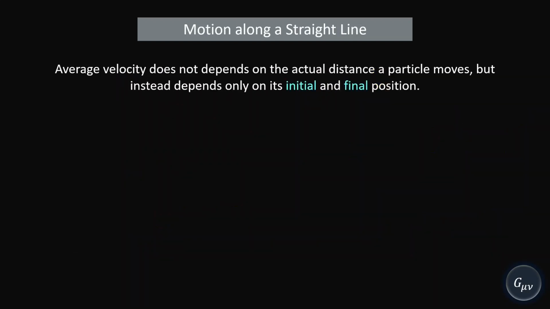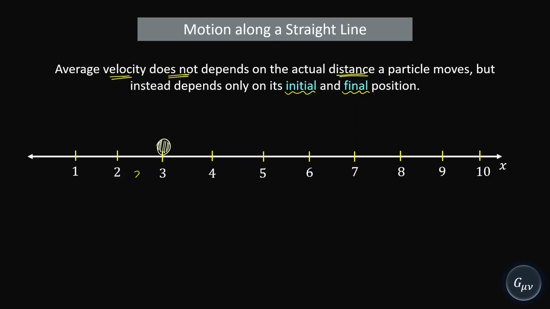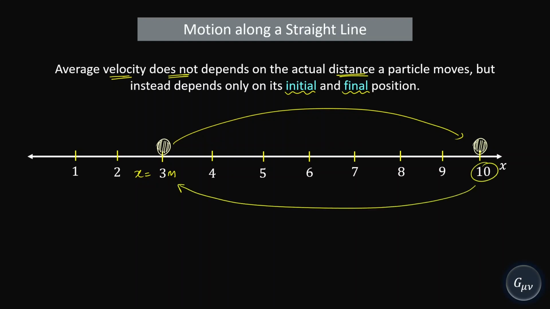An important point over here is that the average velocity does not depend on the actual distance a particle moves, but instead it only depends on its initial and final position. So if you have a particle that starts at x equals 3, and it goes all the way to x equals 10 and then comes back to its final position, x equals 3 again, then the average velocity of this particle is simply 0, even though the particle clearly has traveled a non-zero distance. This is because the initial position and the final position of the particle happen to be the same.